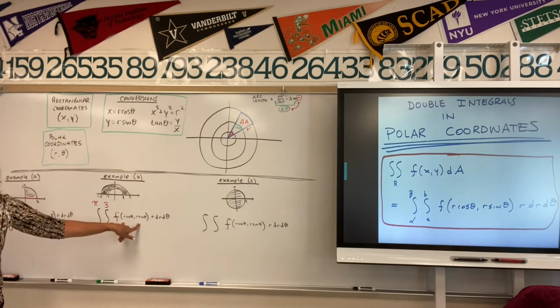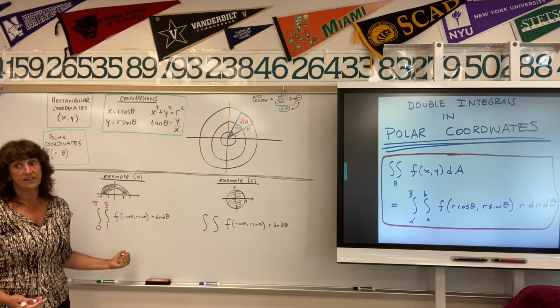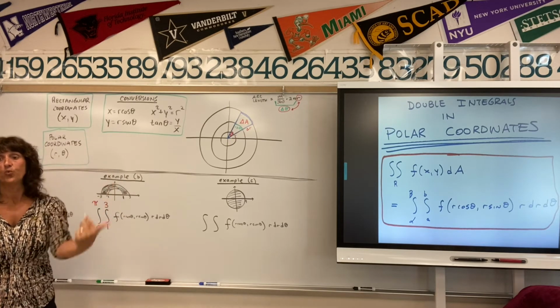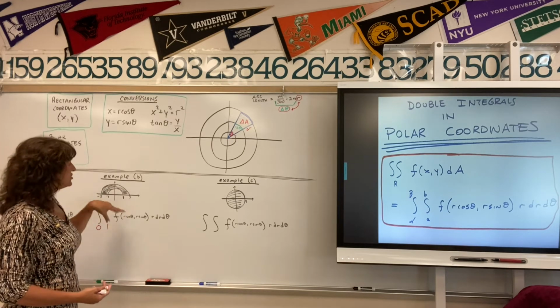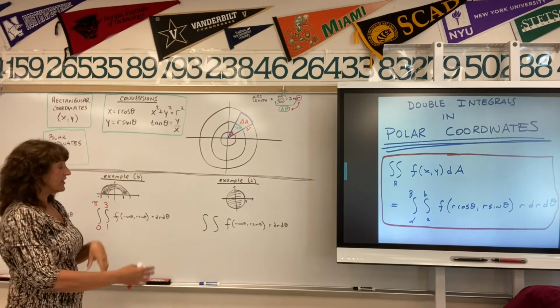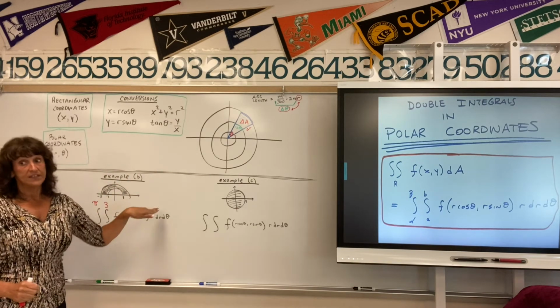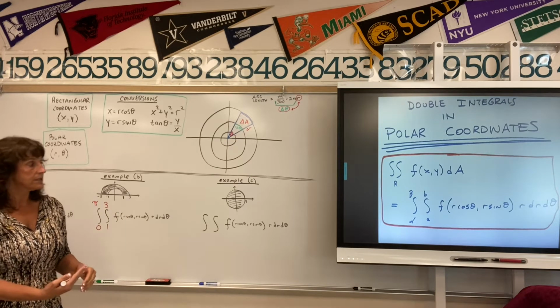In terms of the multivariate function, again, you're going to change the x's to r cosine theta. That's what the conversion is. You're going to change the y's to r sine theta. And then you're going to change the dA, the area of the base, to r dr d theta. Don't forget the extra r in there. The extra r is that arc length parameter that needs to be included.